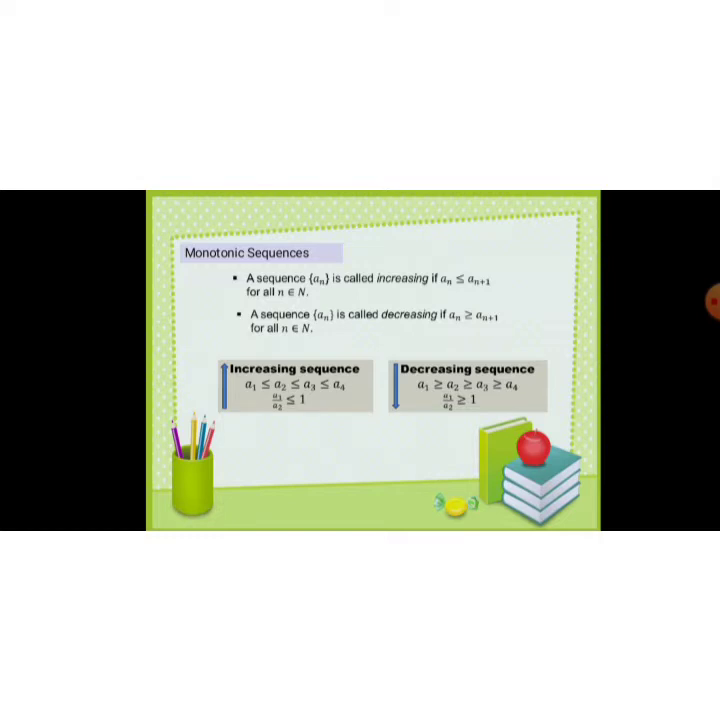So for the increasing sequence, this will be a sub 1 is less than or equal to a sub 2, and a sub 2 is less than or equal to a sub 3, and a sub 3 is less than or equal to a sub 4. And a sub 1 over a sub 2 is less than or equal to 1. And for the decreasing sequence, a sub 1 is greater than or equal to a sub 2, and a sub 2 is greater than or equal to a sub 3, and a sub 3 is greater than or equal to a sub 4, and a sub 1 over a sub 2 is greater than or equal to 1.